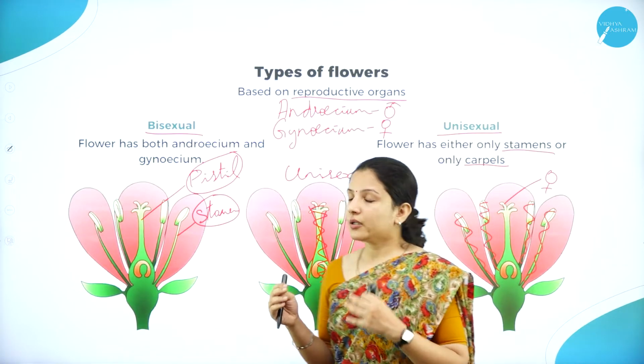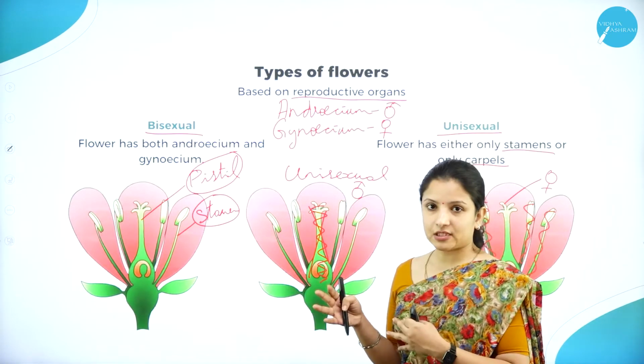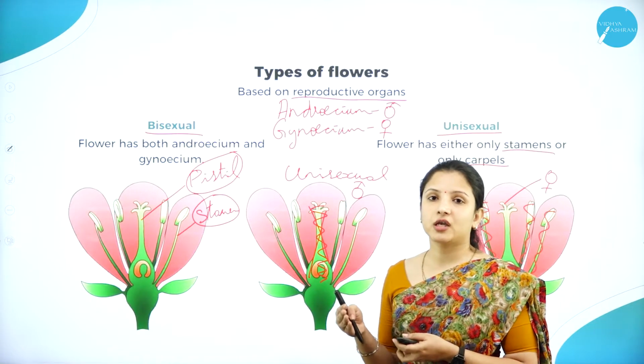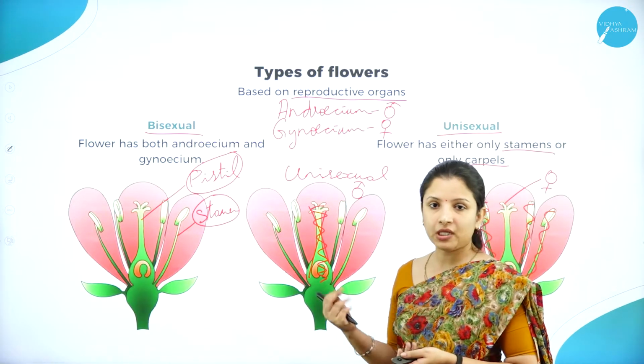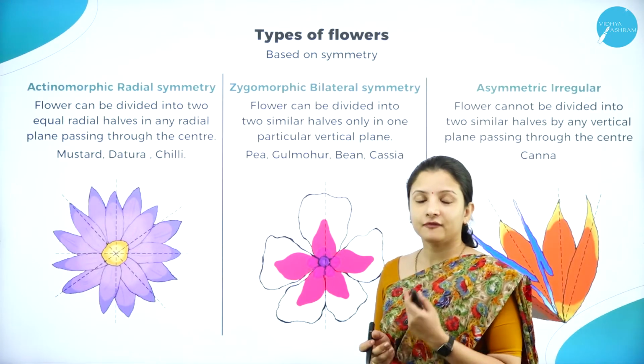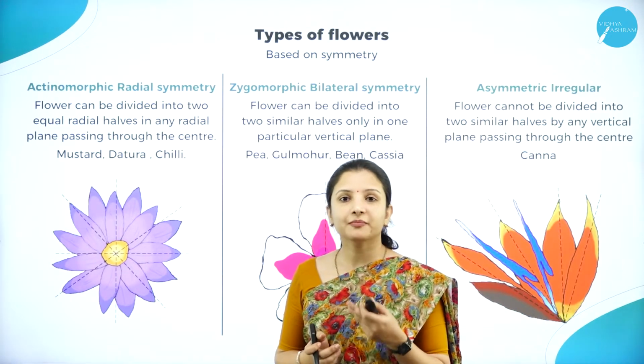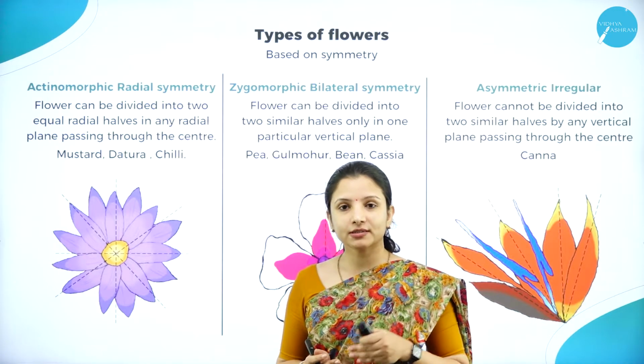Now again, depending on whether the flowers are bisexual or unisexual, the classification or the categorization of the flowering plants into different groups will be done. So the types of flowers can also be classified based on the symmetry. So what is a symmetry?